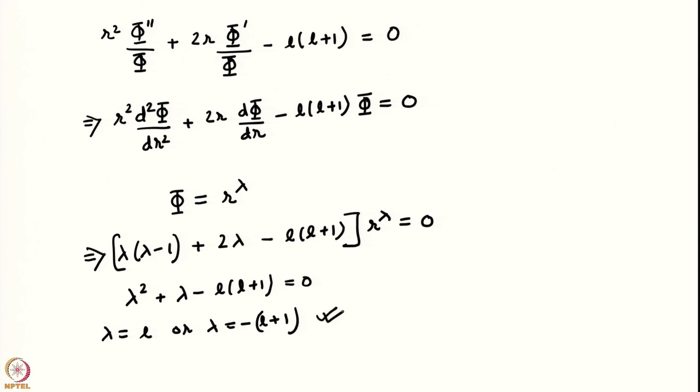So, as expected, we have found two linearly independent solutions. Phi is going to be written as c1 into r to the power L plus c2 into r to the power minus L plus 1. Remember that L is a positive integer. So, this is going to be a positive power of r and this is going to be a negative power of r. Even if we substitute L equal to 1, the second term will give me c by r.